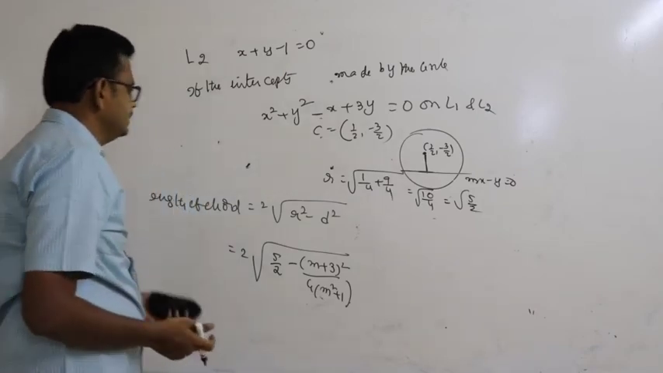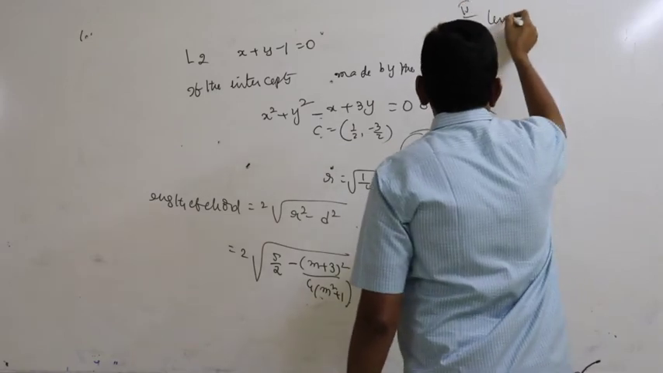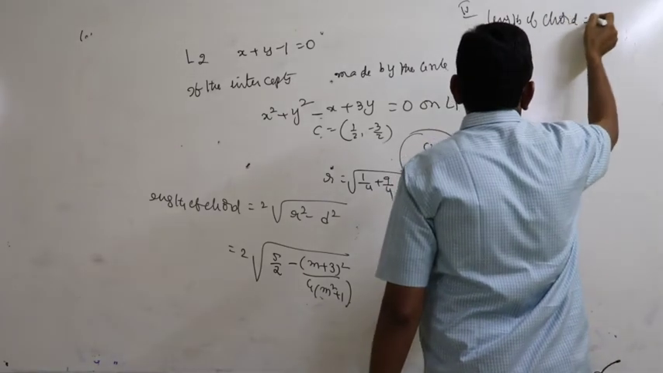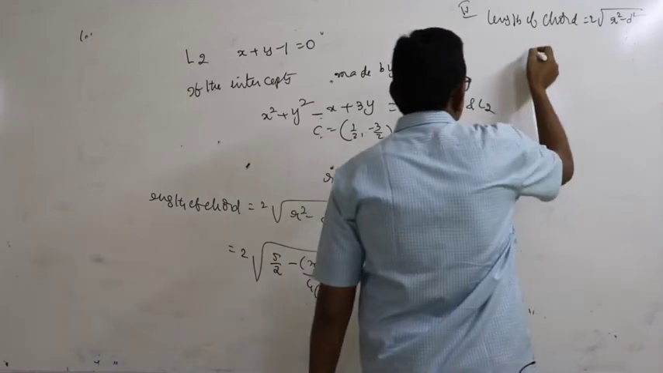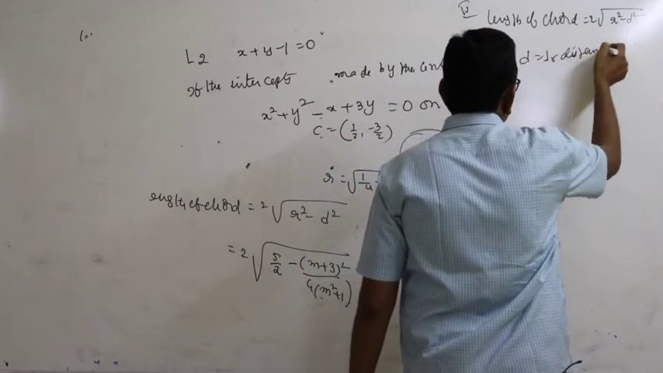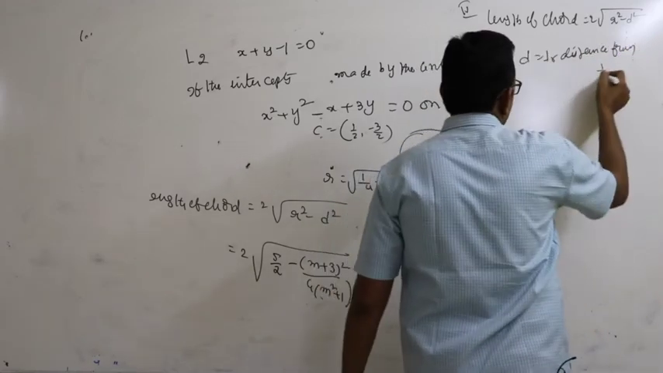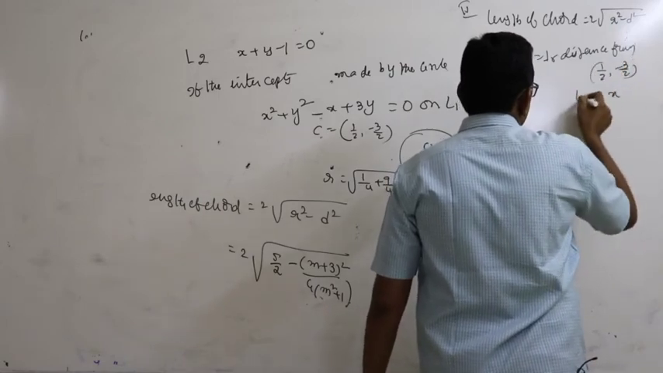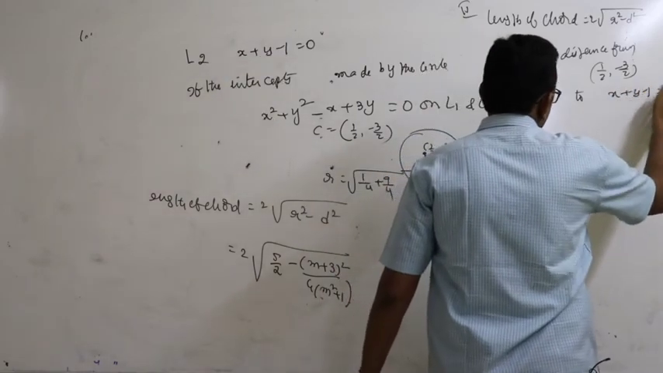And the second part, the second one: length of chord is also 2 root r square minus d square, where d is the perpendicular distance from center 1 by 2 comma minus 3 by 2 to the line x plus y minus 1 equal to 0.